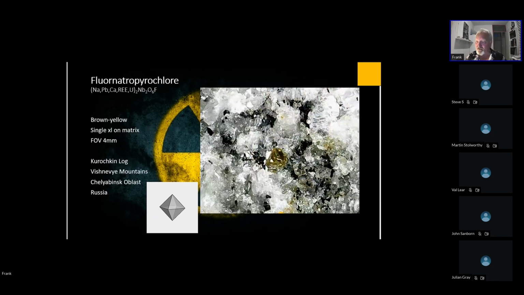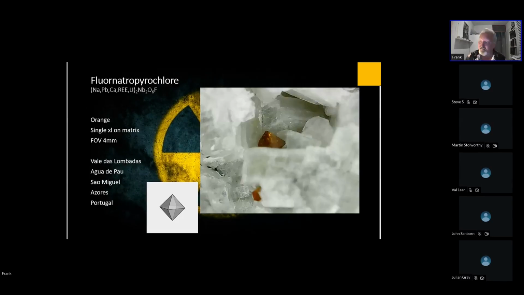The sodium is dominant in the A site, and the fluorine is dominant in the Y site. It occurs as an accessory phase in niobium-tantalum-rich alkali syenite.